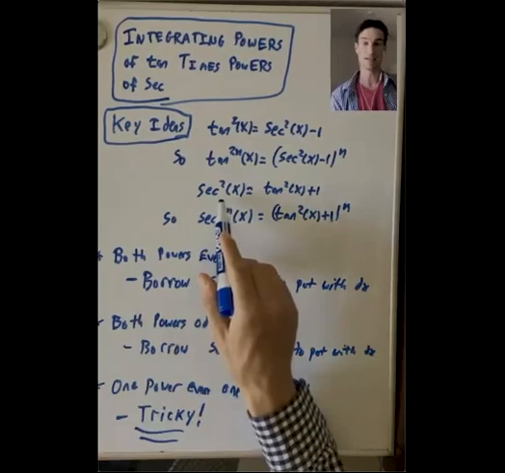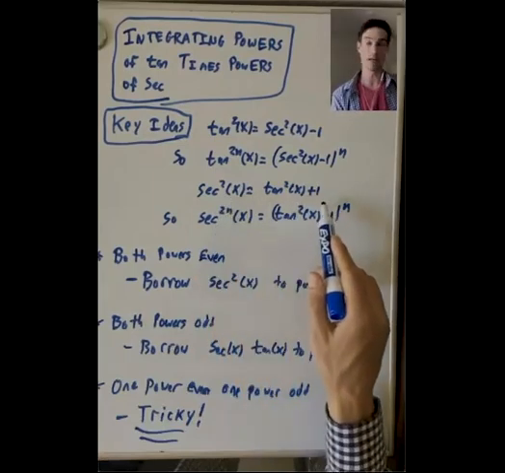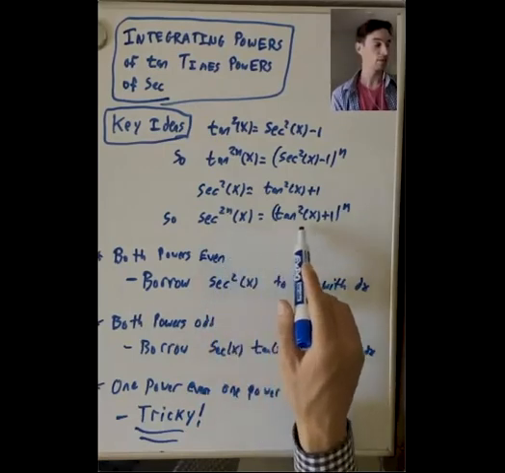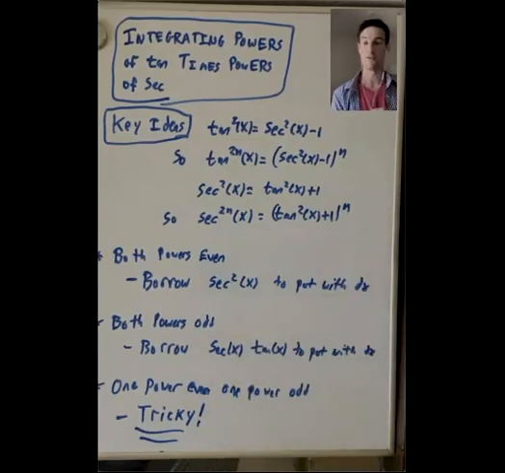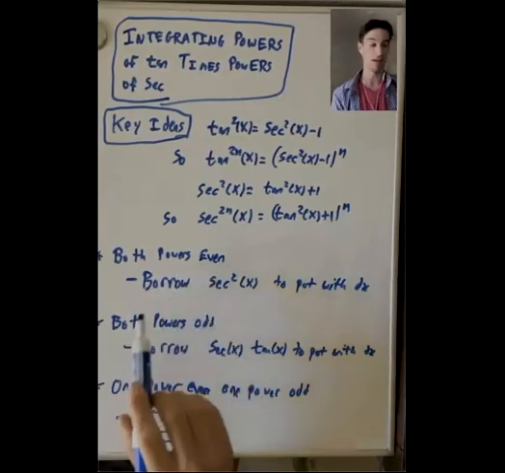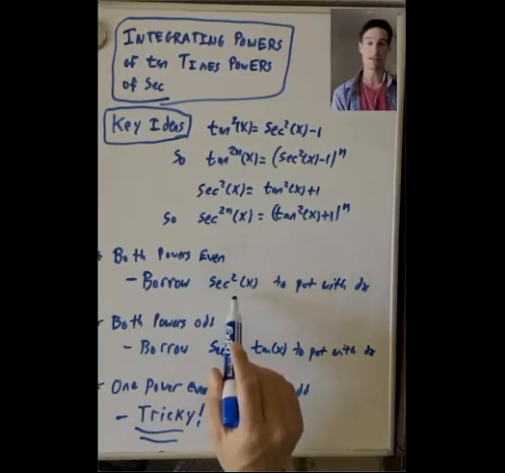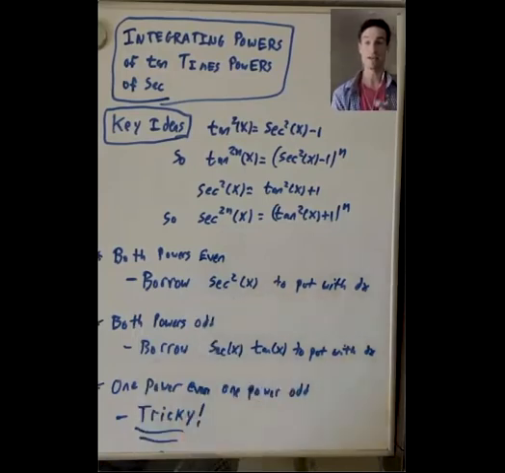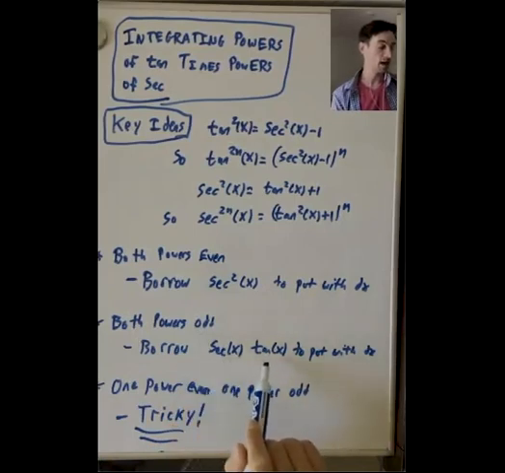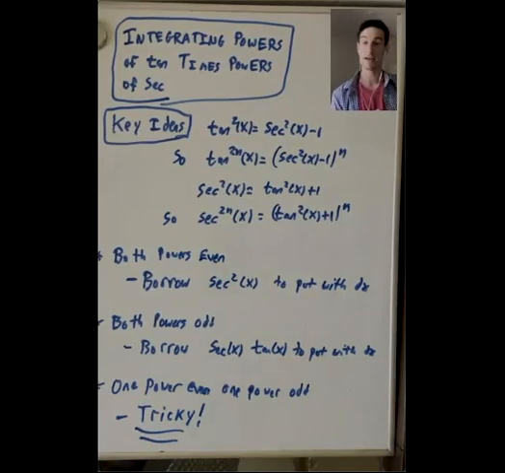Same idea. Since secant squared equals tangent squared plus 1, any even power of secant, secant to the 2n x, is tangent squared x plus 1 to the n. So if you have a secant to the 8th power, you can rewrite it entirely in terms of tangent. We saw how to deal with the case when both powers were even. The idea was to borrow a secant squared to put with dx, and then let u equal tan x in a u substitution. When both powers were odd, we borrowed a secant times tangent to put with the dx, and let u equal secant x in a u substitution.